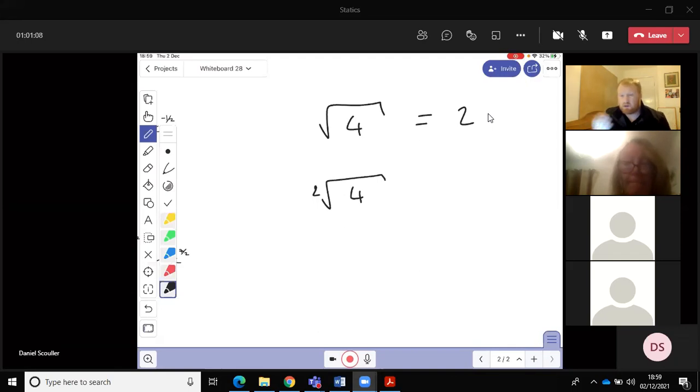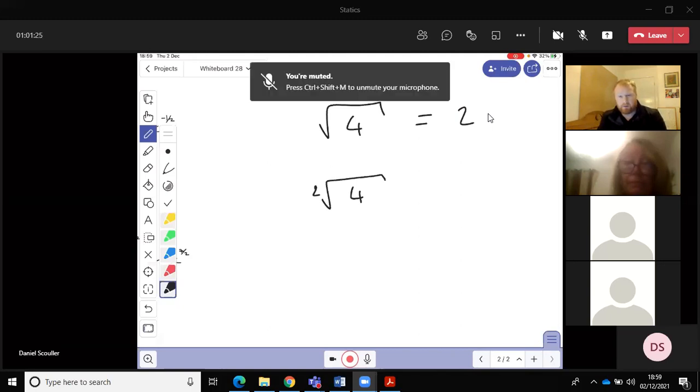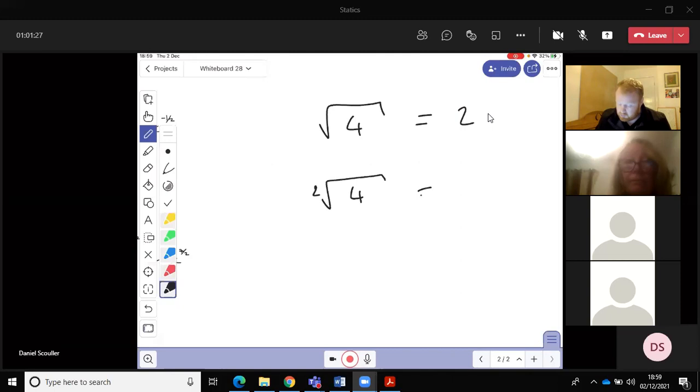But it's just one of these quirks in maths, like in algebra where we don't put a 1 in front of the x even though it should be there, or we don't write 1 when it's x to the power of 1. It's just one of those little quirks. We don't write the 2 in front of just a standard root. So that's actually just 4 to the power of half.